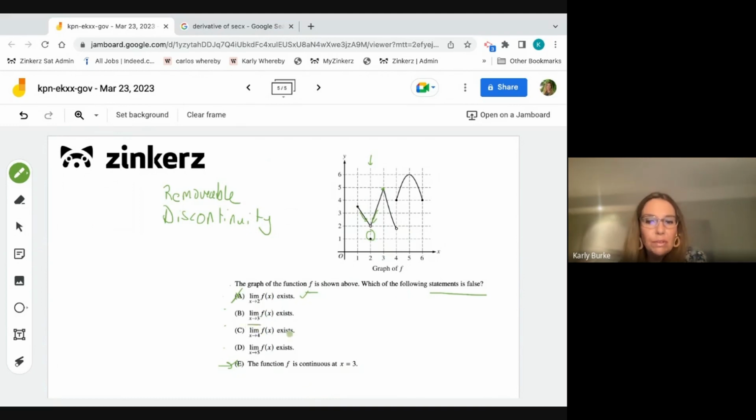The limit as x approaches 3 exists. Well, there's no discontinuity there. We already said it was continuous. So the limit does exist. It's actually 5 because from the left and the right, it's going to 5.